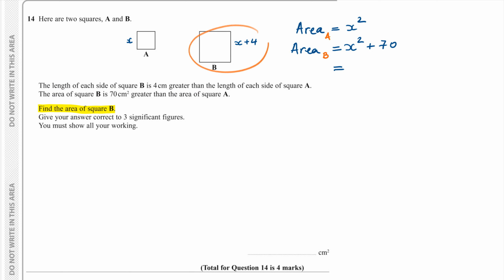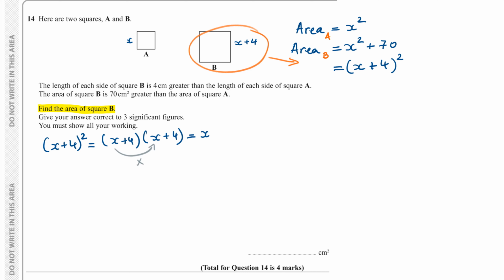And looking at the diagram of B, we have labeled the side as x plus 4. So the area of B can also be written as x plus 4 squared. Find the area of square B. Give your answer correct to 3 significant figures. You must show your working. To proceed, we need to expand the brackets of x plus 4 squared and simplify it. X plus 4 squared is x plus 4 times x plus 4 equals x times x is x squared, x times 4 is 4x, 4 times x is 4x, 4 times 4 is 16. This simplifies to x squared plus 8x plus 16.